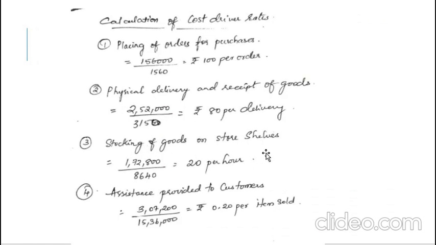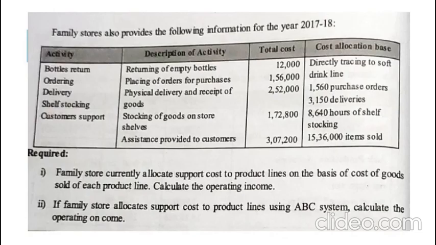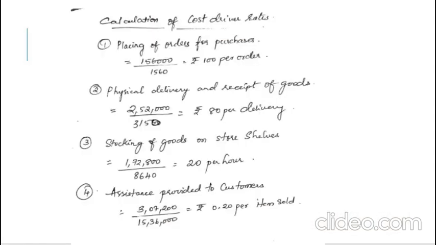In the same way, the stocking of goods on store shelves is 1,72,800, and the number of hours of shelf stocking is 8,640. So 1,72,800 divided by 8,640 will give us rupees 20 per hour.